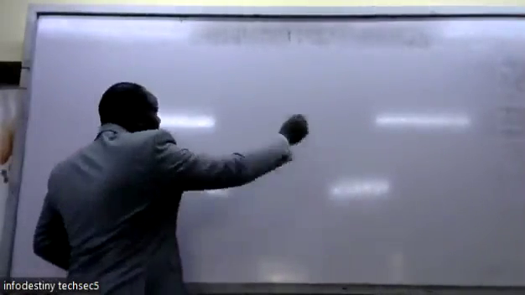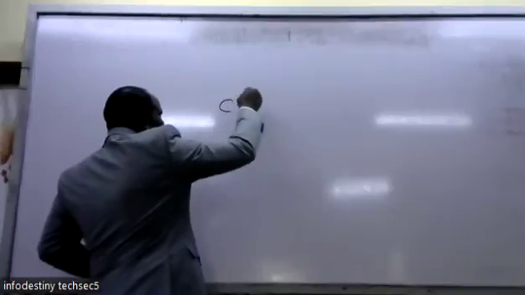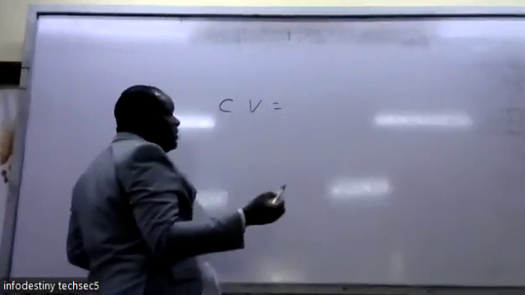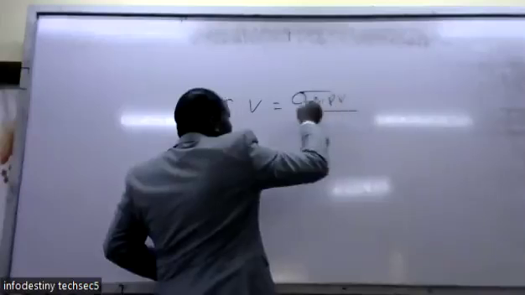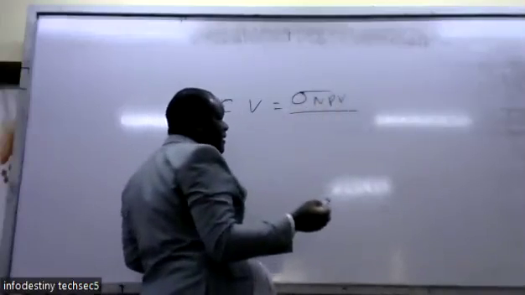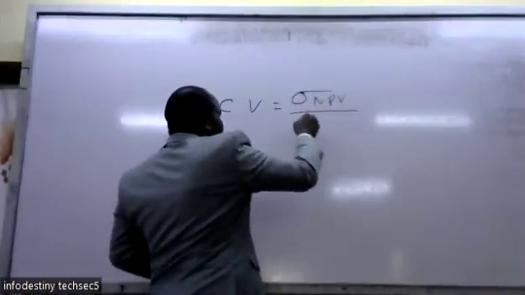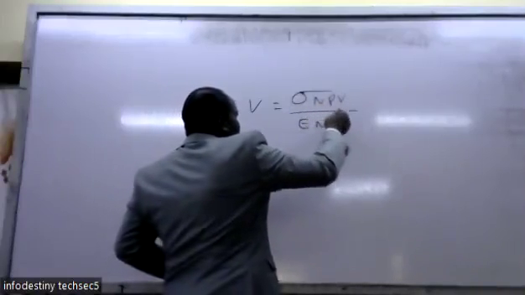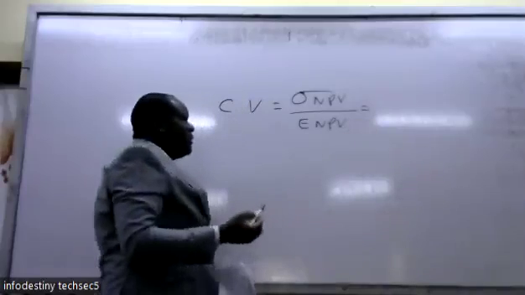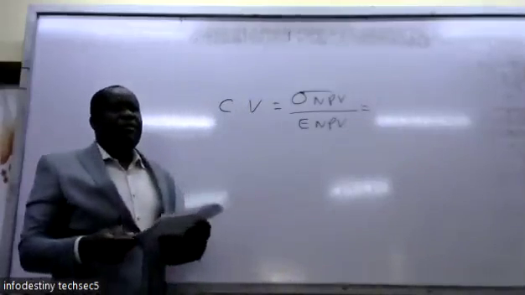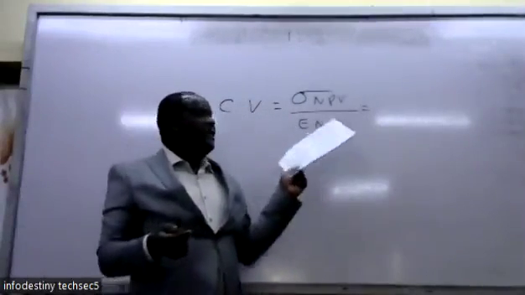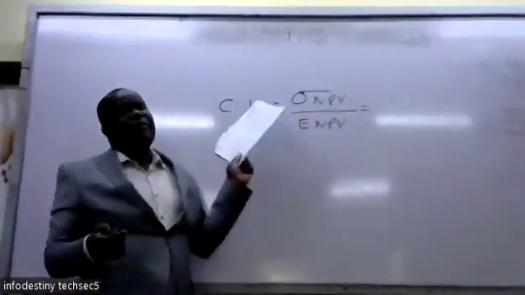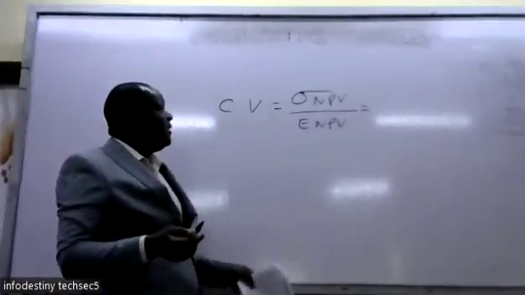So let us see how to compute the coefficient of variation. To get the coefficient of variation, you simply get the standard deviation of the NPV. Then you divide by the expected NPV.